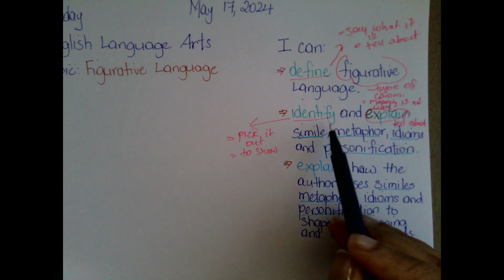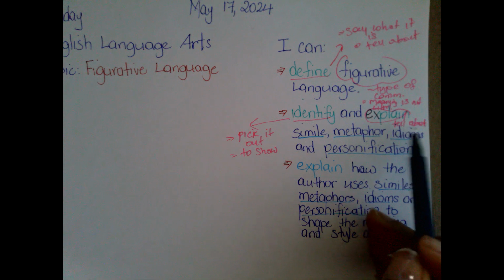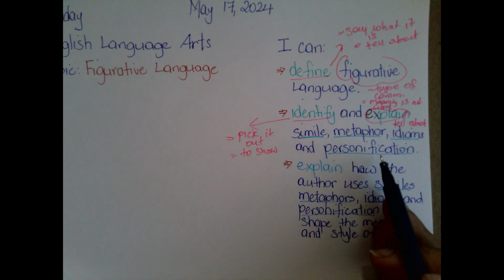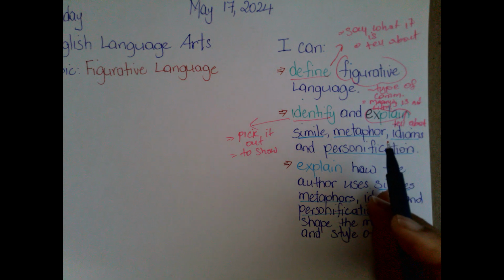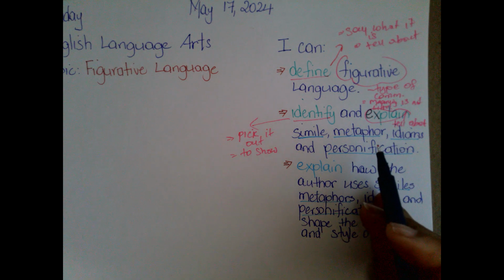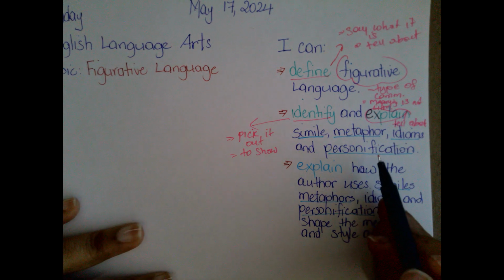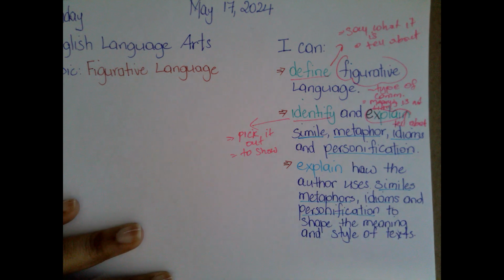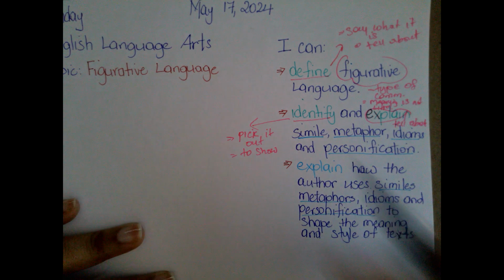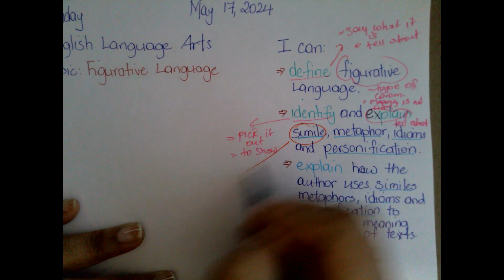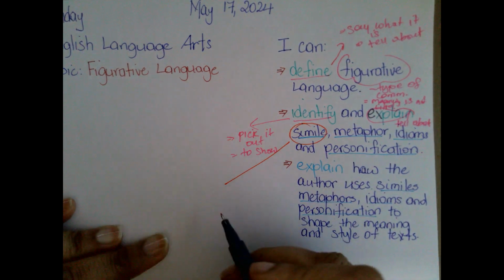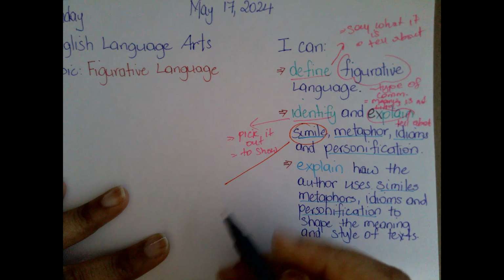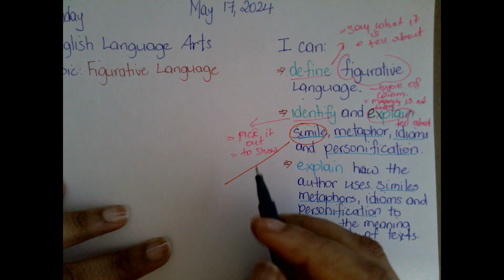So okay, it says identify and explain. That means tell about simile, metaphor, idioms, and personification. Have you ever heard these before? And some of them will say, no, never. I do know what simile is though. Okay, what is simile? And whatever they tell you, that's what you write. Okay, so simile, right? And you listen to what they say.